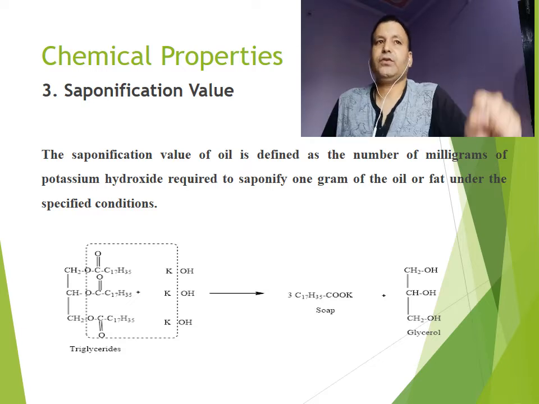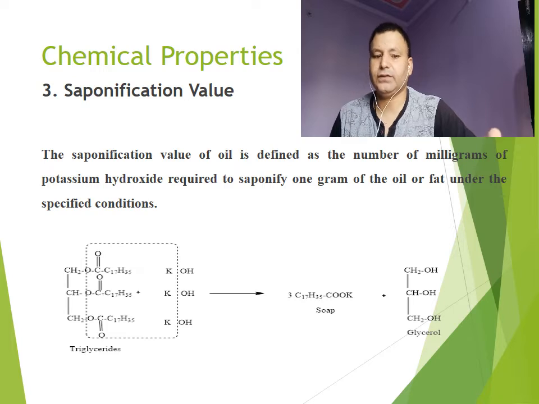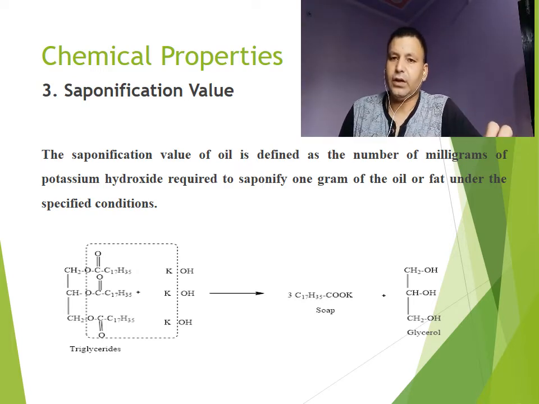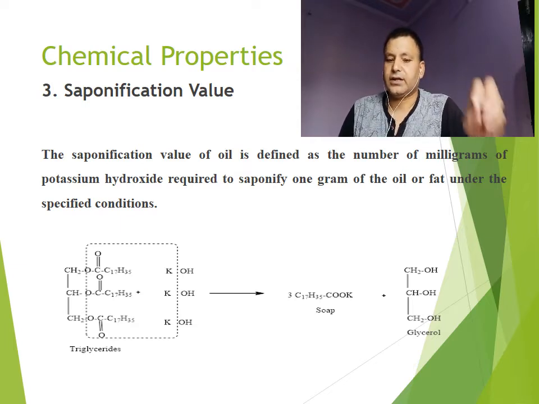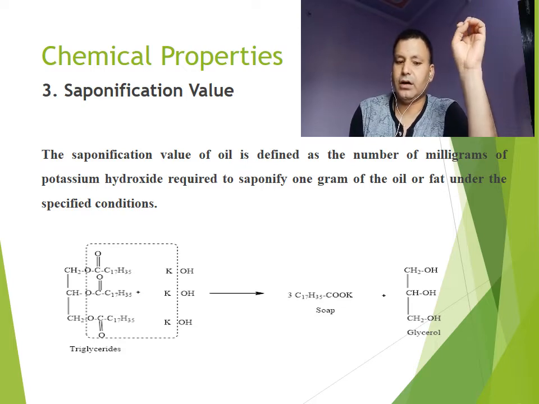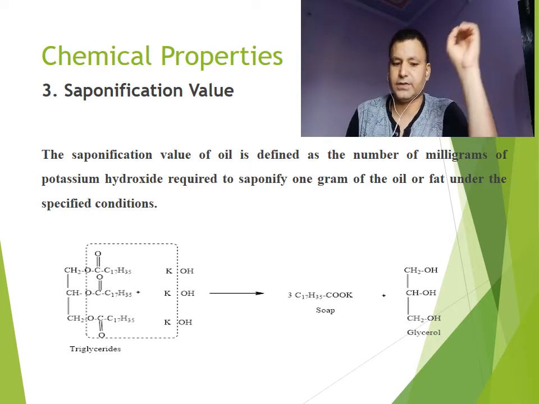And we know there are mainly three types of oil: mineral oil, animal oil, and vegetable oil. Mineral oil does not undergo saponification, while animal and vegetable oil undergo saponification. Hence, this test gives an indication of the amount of animal and vegetable oil added to mineral oil to improve the oiliness properties.